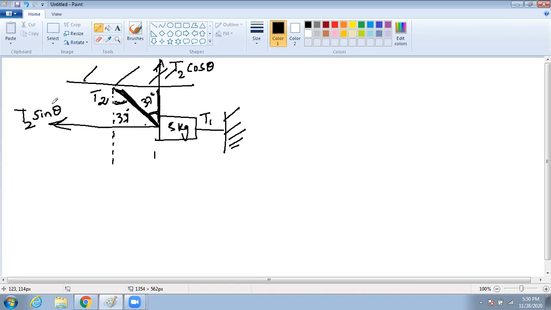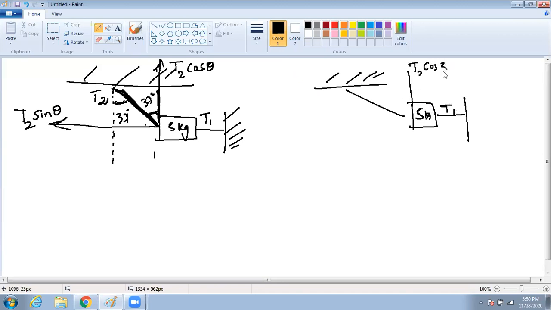What is theta? Theta is 37 degrees. Any doubts? So this will be T1, this will be T2 cos 37, and this will be T2 sin 37.